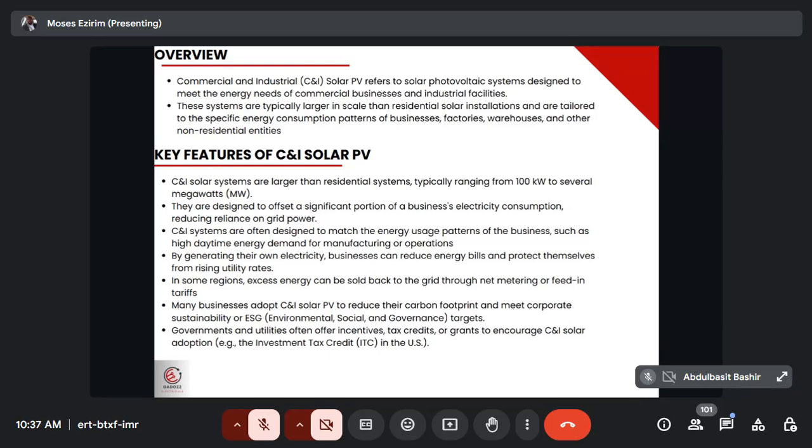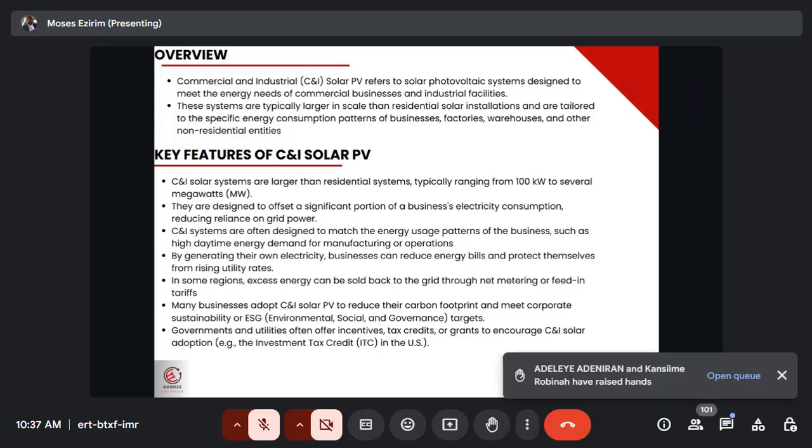I want to ask, have you been selling power to the grid? Enoch, have you been selling power to the grid? Just unmute yourself and tell me. I need one person from Uganda, one person from Ghana, from Kenya, unmute yourself and tell us. Allah, you want to say something? Have you been selling power to the grid?